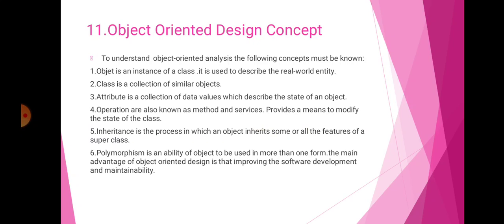Then fourth is operation, also known as method and services. It also provides a means to modify the state of the class. Then inheritance. Inheritance is the process in which an object inherits some or all the features of the superclass. Then the last one is polymorphism. Polymorphism is the ability of an object to be used in more than one form.